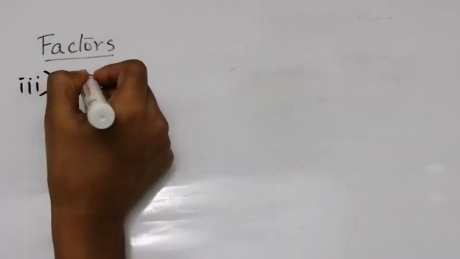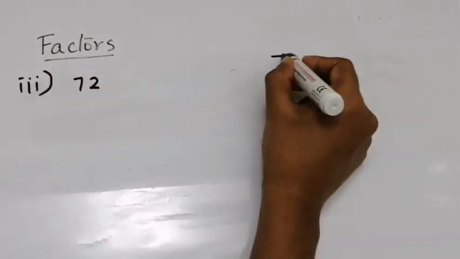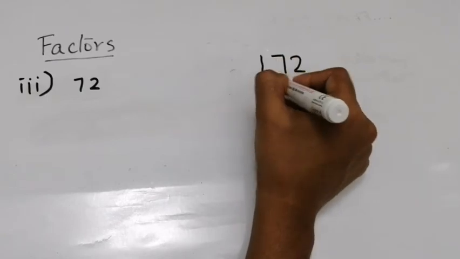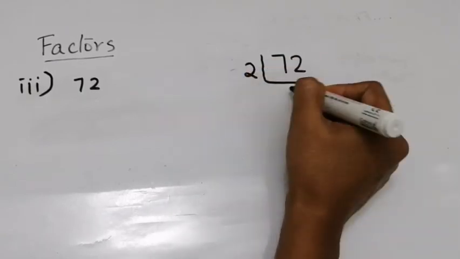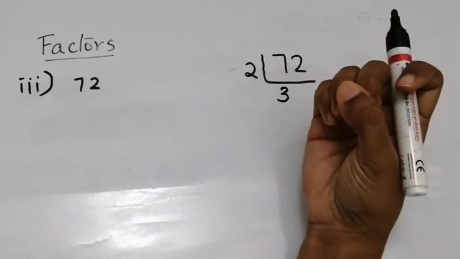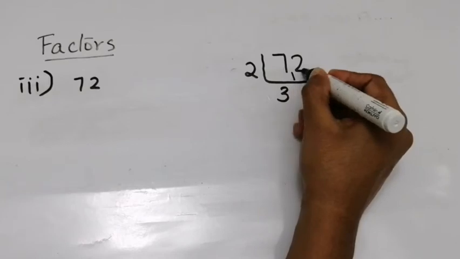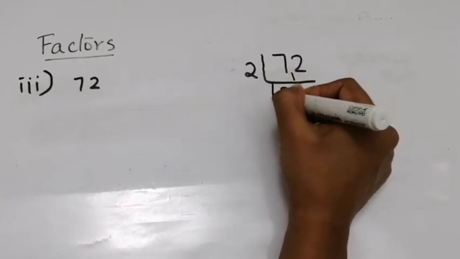Now moving on to the third one. Find the factors of the number 72. Okay, so let us try. 72. It will go in 2's table. 2 threes are 6, 7. 1 is the remainder here. Now read this as 12. 2 into 6 is 12.